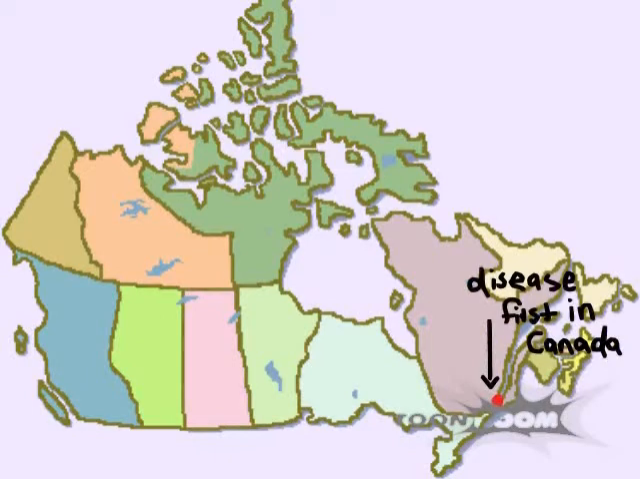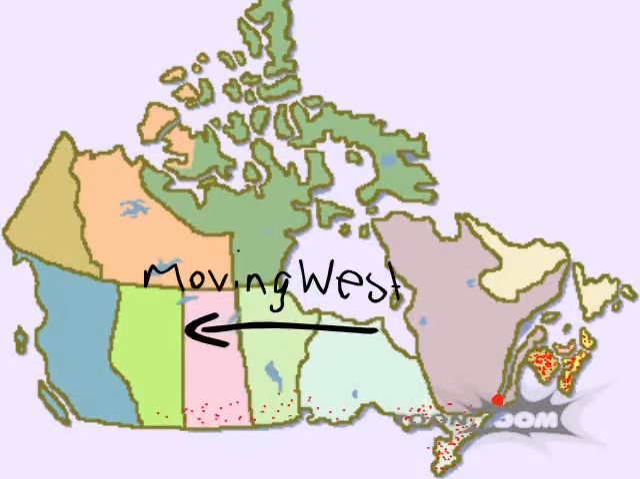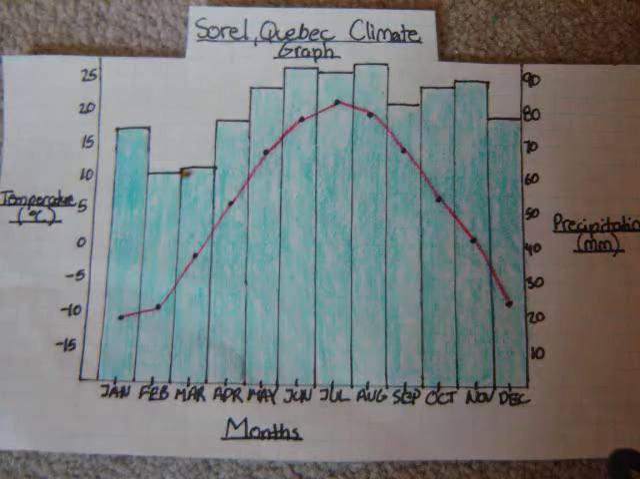This disease started off in Sorel, Quebec in 1944. After that, it quickly spread to the Atlantic provinces, and it's now moving west to Manitoba and Saskatchewan. It has destroyed 95% of elms in its path. This is the climate graph of the area most affected, Sorel, Quebec. This is also the place in which the Dutch elm disease first started.